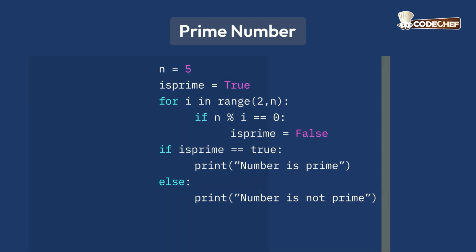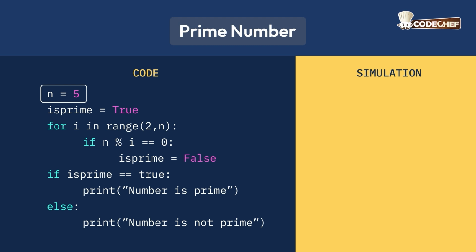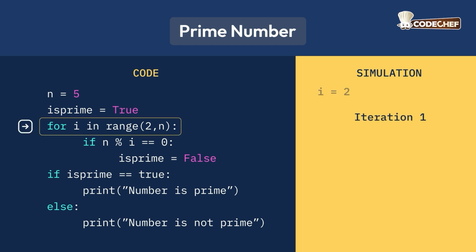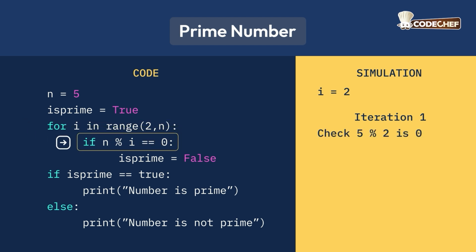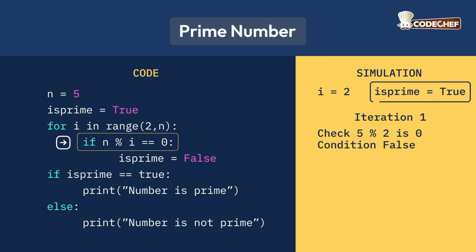Okay, so this is what we got. n is 5, our is prime is true. Now we have to start off our loop where the iterator i starts from 2. In the first iteration where i is 2, we check if n mod i is 0. That is, if 5 mod 2 is 0. Which is false. So this condition fails because 2 can't divide 5. Hence the value of is prime is not set to false and it remains true.